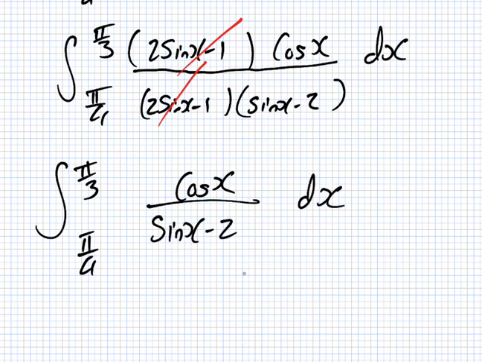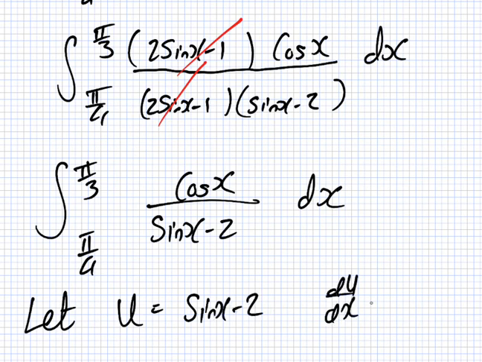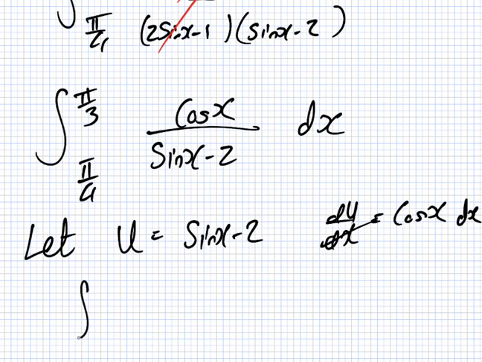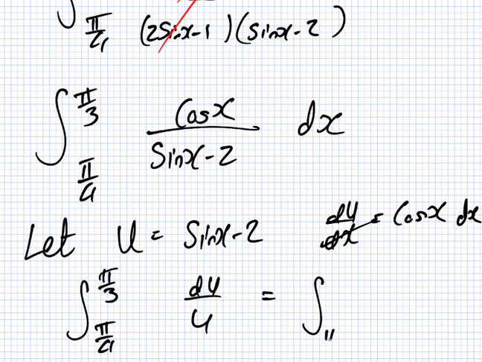What can I do to simplify this? Nope. Let u equal sine x minus 2. That means du dx equals cos x, or if you want du equals cos x dx. Substituting these results in, I will get integrate from pi over 4 to pi over 3 du over u, which is integrate 1 over u du.